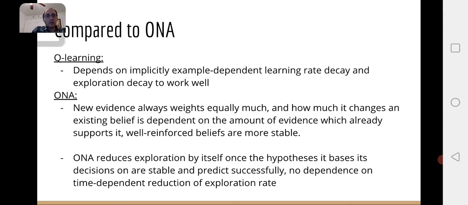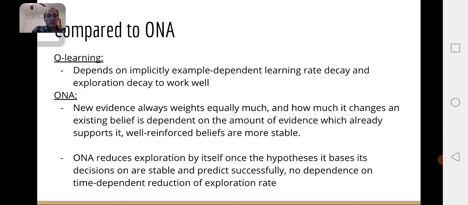Additionally, we can say that there is no explicit time dependence here. So we don't need to decay a learning rate here. It's the evidence amount which causes a hypothesis to become more stable.